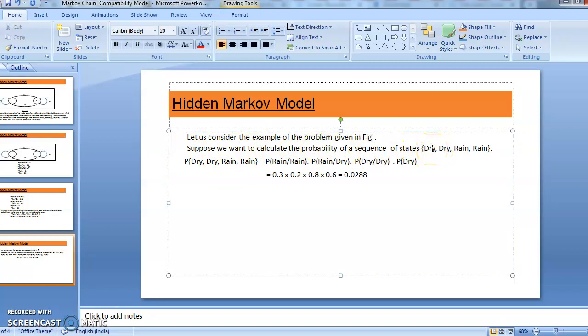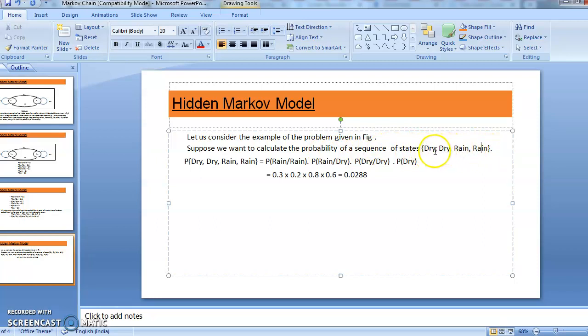First state was dry. Okay, how to read this sequence? First state was dry, then the state changed from dry to dry, then from dry to rain, then from rain to rain. Okay, this is the only question: calculate the probability for the given sequence: dry, dry, rain, rain.